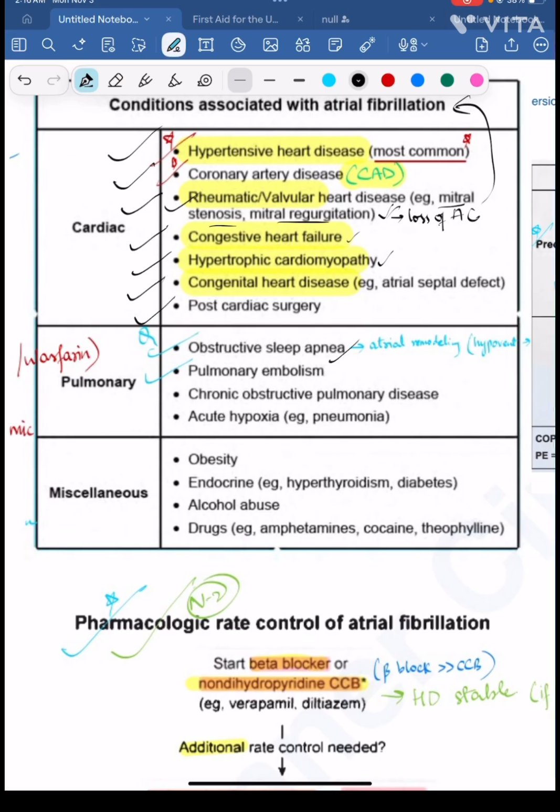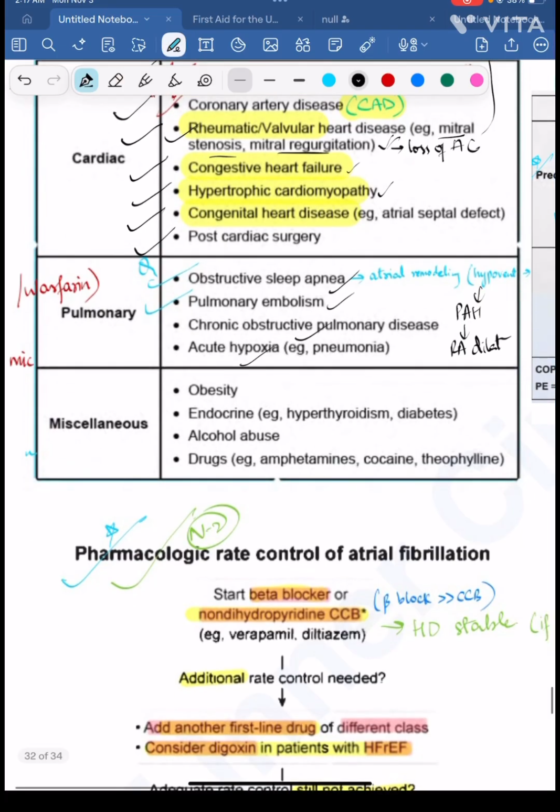Next comes pulmonary causes. Obstructive sleep apnea causes atrial remodeling. What do you mean by atrial remodeling over here? Due to the constant hypoventilation, there is pulmonary vasoconstriction. Okay, this will lead to pulmonary artery hypertension. This pulmonary artery hypertension will cause right atrial dilation. Pulmonary embolism, COPD, acute hypoxia. Next comes obesity, hyperthyroidism, diabetes, alcohol abuse, drugs like amphetamine, cocaine, and theophylline.